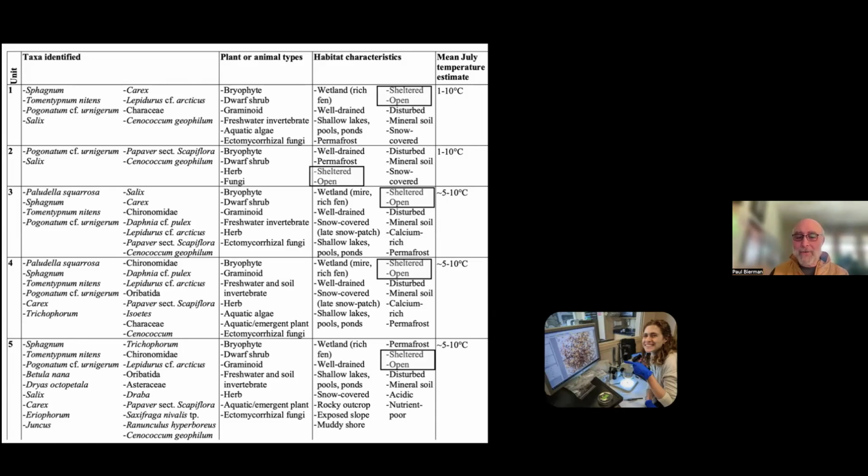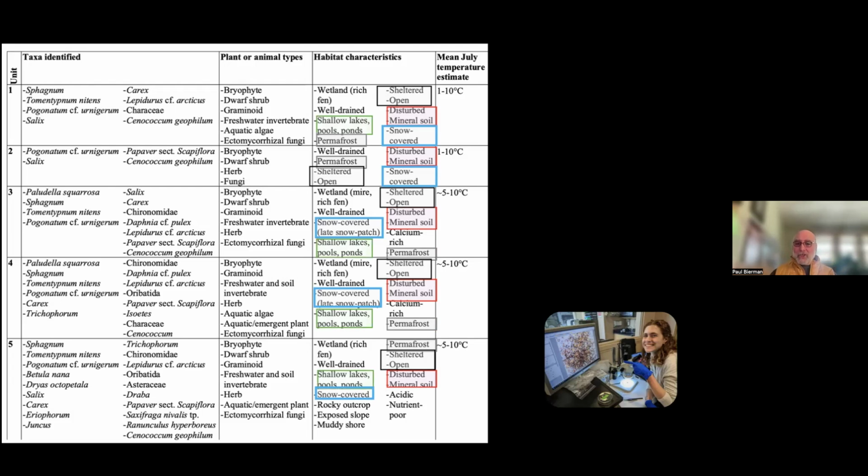So for all 5 of these units, there's a mix of sheltered and open terrain on here. So that's the topography. For all of these units, there's disturbed or mineral soil. So this is an area of great disturbance. And for any of you who've been in the Arctic, that totally makes sense when you're up at this latitude. All of these represent snow covering and late snow patches. That, again, completely makes sense where the summer is really short there. And all of these reflect permafrost. Again, 77 degrees north makes sense.